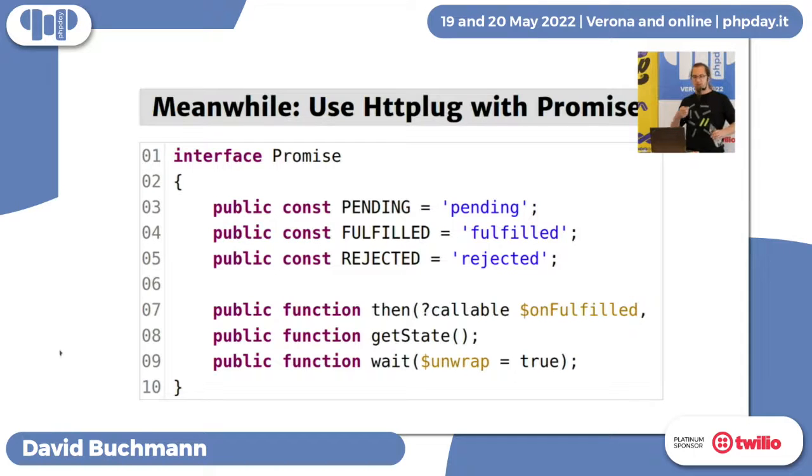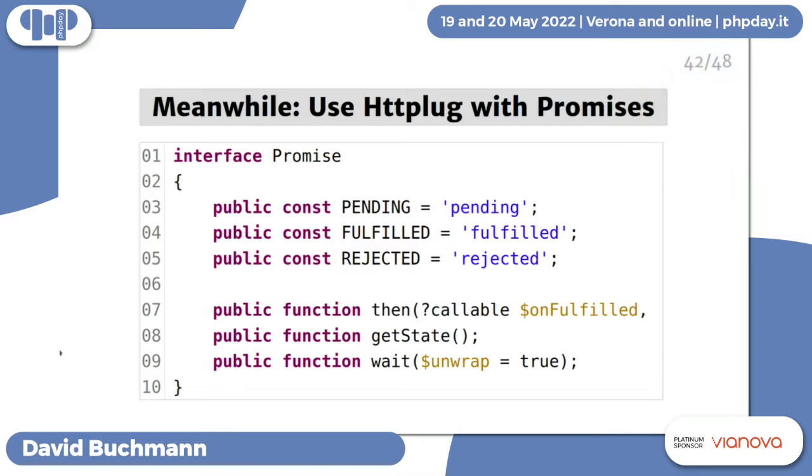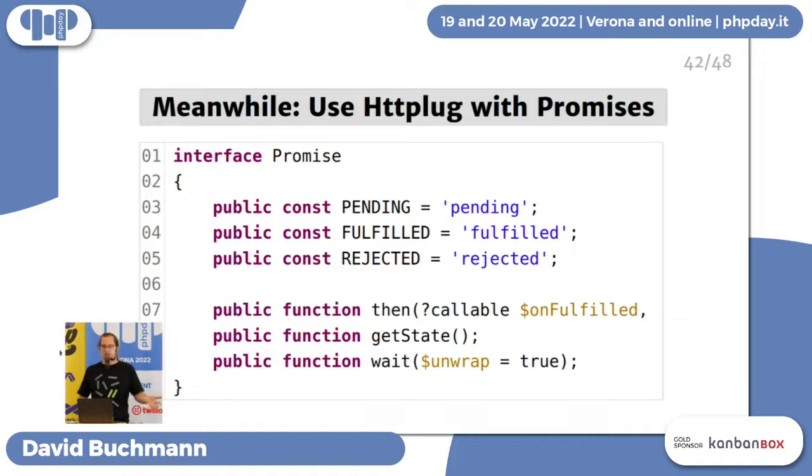So if you do this asynchronous way of HTTP requests, maybe to mention, in HTTPlug, we implemented all of that, including the promises, because it was this kind of abstraction library. We said, let's try it, let's build it. But it's not a PSR, it's just an implementation.